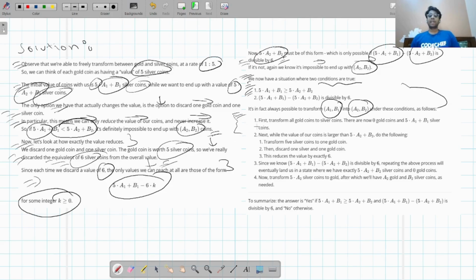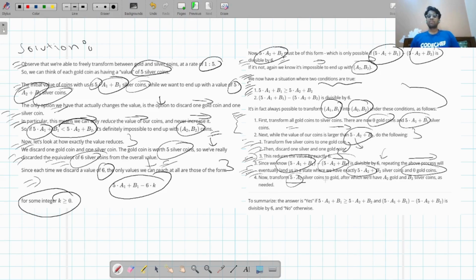Let's see the construction. First, transform all gold coins to silver coins. There are now 0 gold coins and 5 * A1 + B1 silver coins, right? Next, while the value of our coins is larger than 5 * A2 + B2, do the following: transform 5 silver coins to 1 gold coin, then discard 1 silver and 1 gold coin. This reduces the value by exactly 6, and we know (5 * A1 + B1) - (5 * A2 + B2) is divisible by 6. Repeating this process will eventually land us in a state where we have exactly 5 * A2 + B2 silver coins and 0 gold coins.